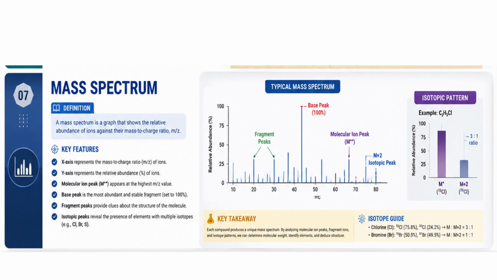So, the key takeaway is every compound produces a unique mass spectrum. By studying molecular ion peaks, fragment peaks, and isotope patterns, we can find the molecular weight, identify elements, and understand the structure of the compound.